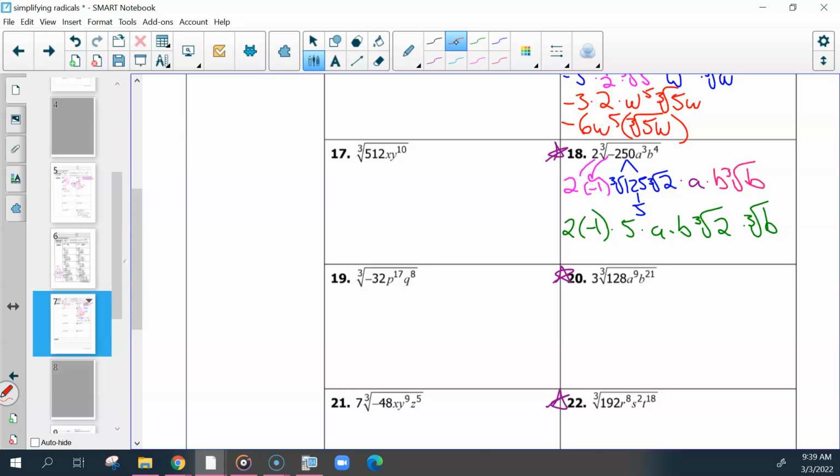On the outside, what is our simplified answer? Negative 10ab. On the inside, what is our simplified answer? It would be 2b, and we have the cube root. So the cube root of 2b. The cube actually went with the root, not the b. So use parentheses to tell that difference.